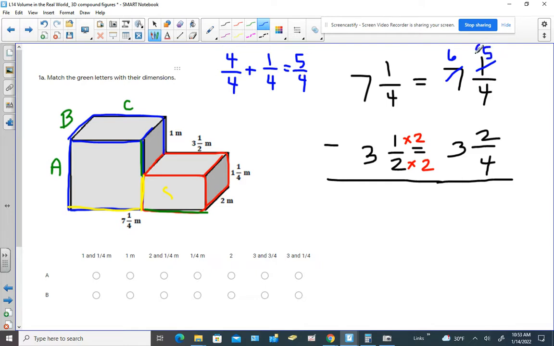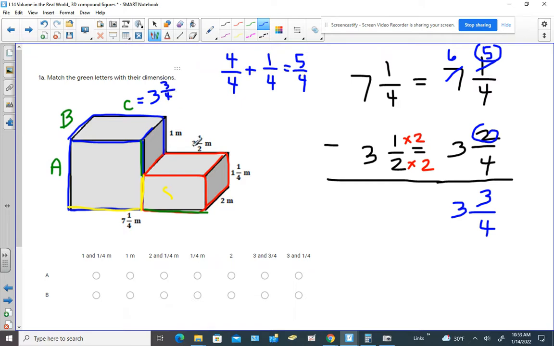All right, now we can go ahead and subtract the 5 and the 2, and that gives us 3. And that's still going to be broken up into fourths. And 6 minus 3 would be 3. All right, so what do we know about the length of line C? We know that that's going to be equal to 3 3/4.